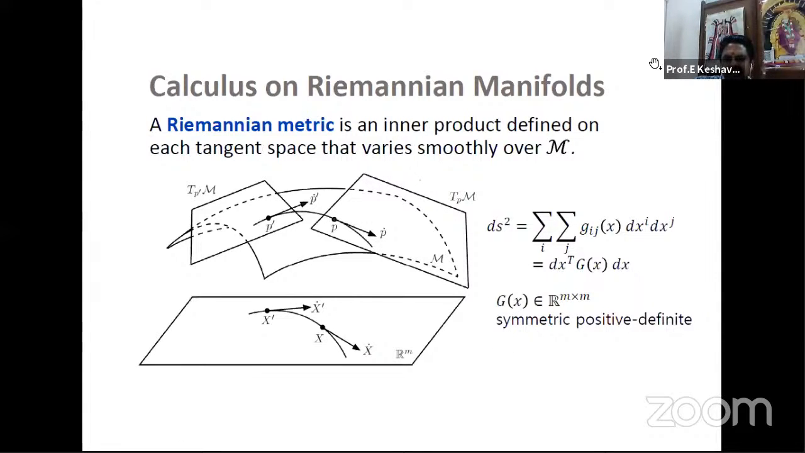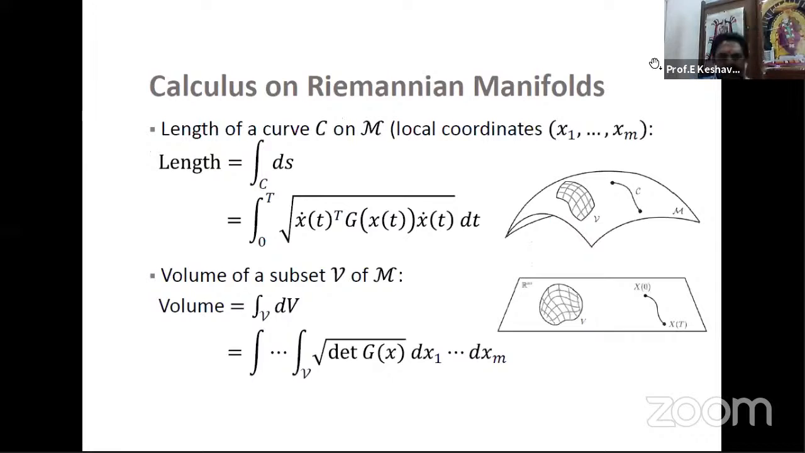So symmetric positive definiteness is there. Now again in the Riemannian manifold, if I want length, now the thing is different. What is that? When I say length in local coordinates x1 to xm, the length is given by the integral over c of ds, and the ds is now the differentiation of x, that is x dot t transpose g of x(t) and x dot t. This now gives the length.